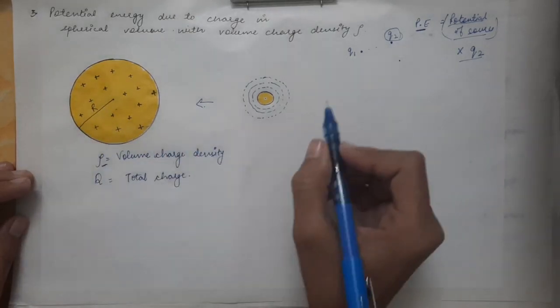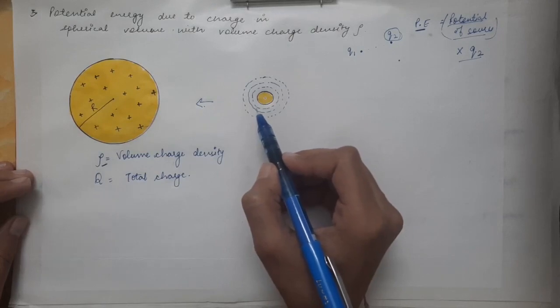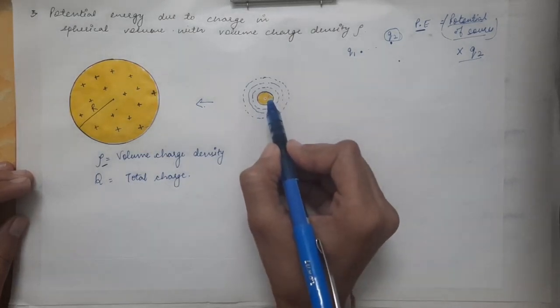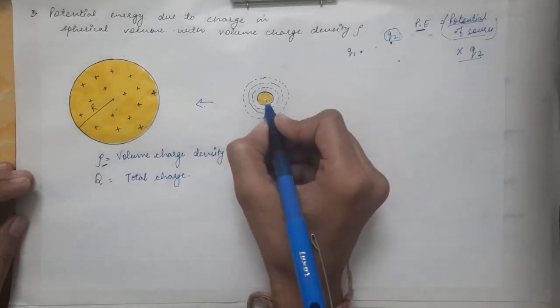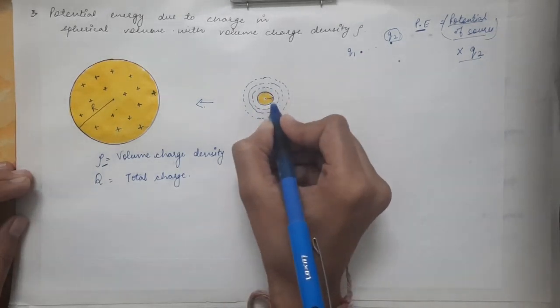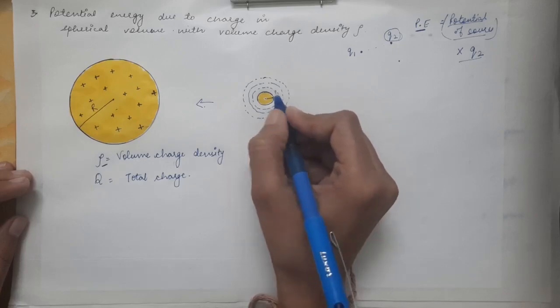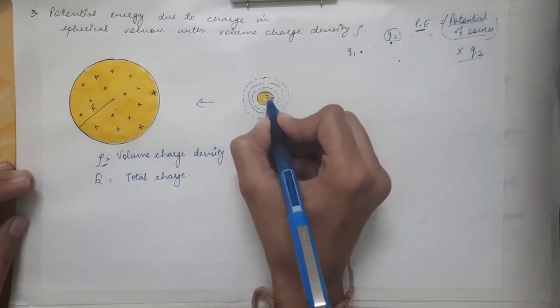So now how are we going to find out the potential energy? Let's say at a particular time you have this small sphere of radius small r. This yellow small sphere is shown over here. It has a radius of small r.